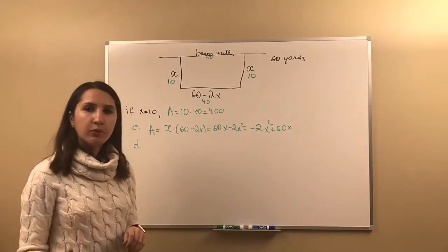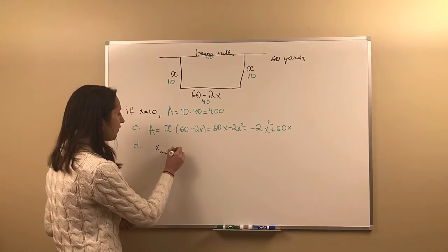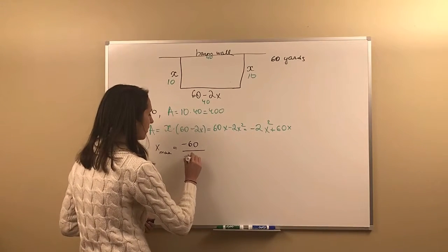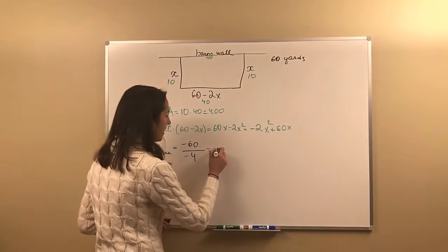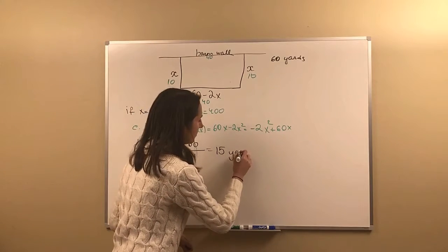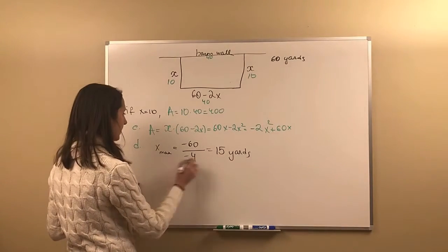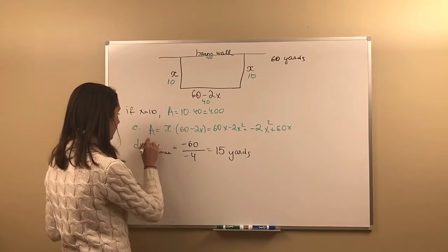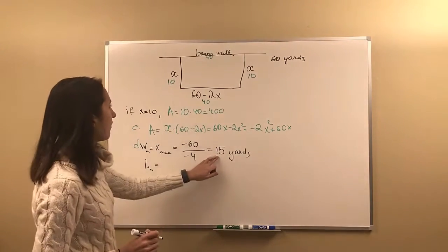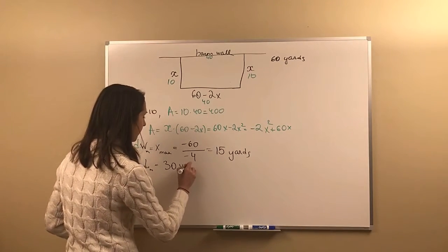All right, so we already know the formula. So the formula of x max is negative b over 2a, negative 60 over 2 times negative 2, negative over negative, it's positive, and here we have 15. So 15 yards would be our maximum width. So let's find our length. Now let's put W as the width and maximum. So we know that would be 15, so 60 minus 30 will be 30 yards.